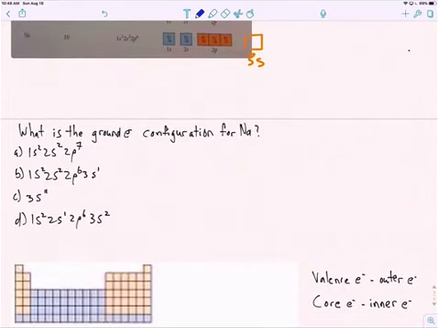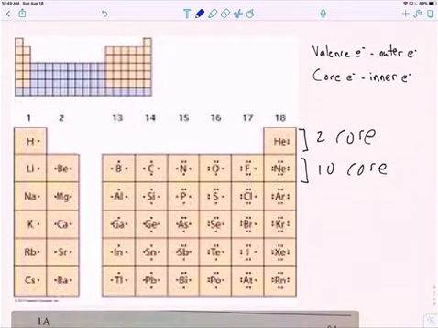So let's see if you're following. What is the ground electronic configuration for sodium? This one is wrong because you don't have that many electrons in the 3s orbital. You can only have 6 in the p orbital there. So we're choosing between B and D. B is the right answer. D is possible, but it's an excited state. So this is the ground state, the lowest energy state. Okay, and I'm going to move on.